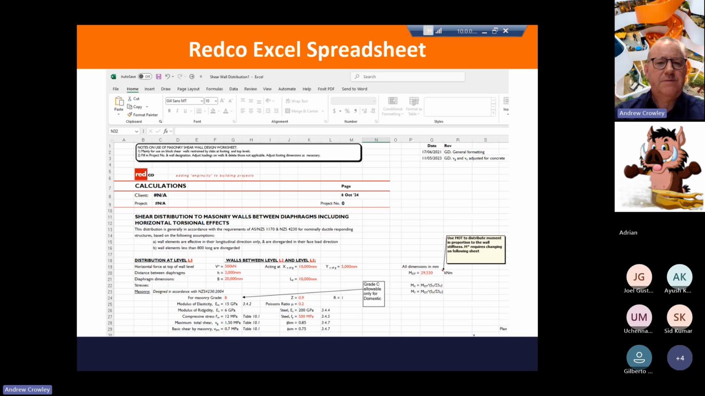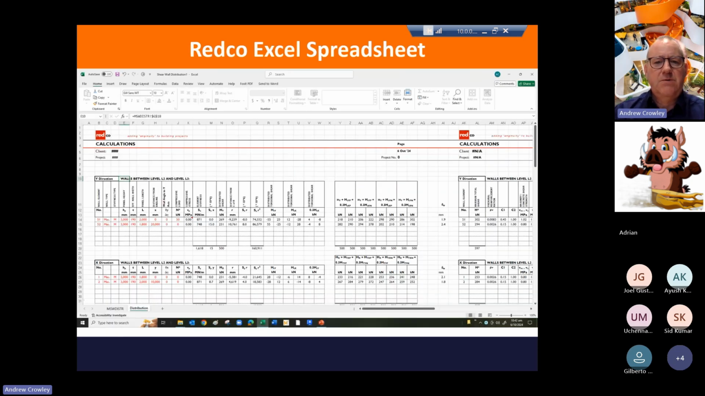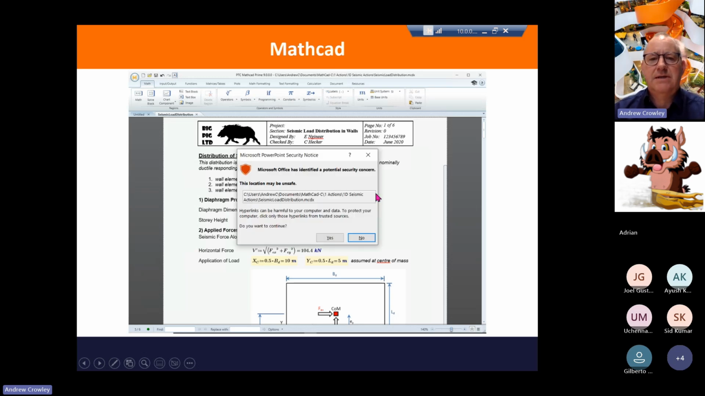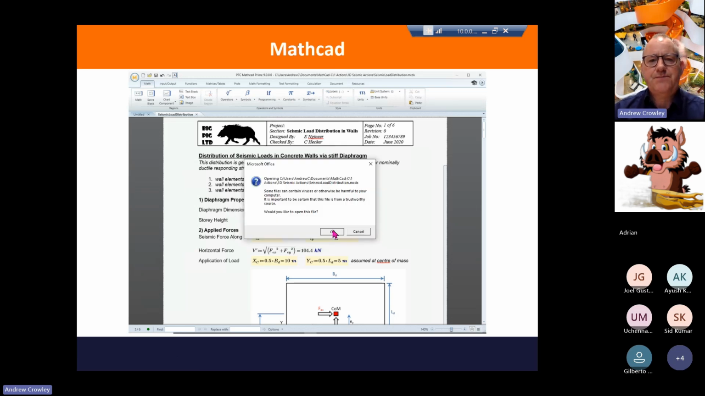Here is our Redco spreadsheet, and what a marvelous thing it is. And you do so many things in this spreadsheet, and I think you do far too many things in this spreadsheet. Not only are you distributing the loads, you're designing the walls. And I'm sure you all use it with confidence because you know what you're doing. However, for those who are just using it blindly, let's go into a lot more detail. And a lot more detail is going into Mathcad. So let's open the Mathcad.